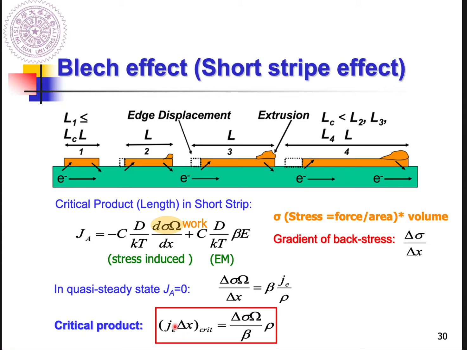The current density times the delta X, the critical length of this metal or these materials, equals to what? Equals to the stress gradient or stress difference times the atomic volume, electrical conductivity divided by effective charge. What kind of material property is suitable to be used to represent this delta sigma?